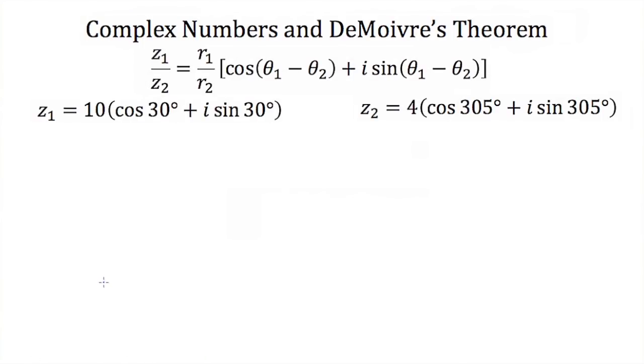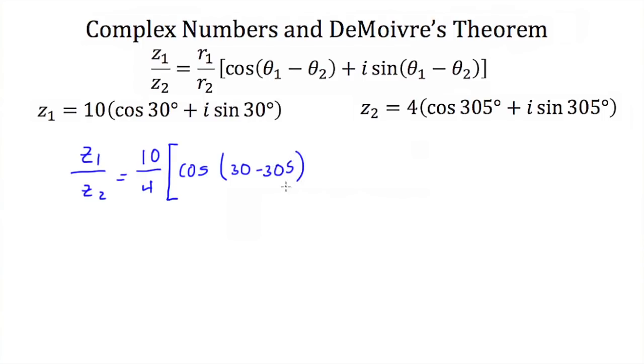So let's practice this. We have z1 is equal to 10 times the cosine of 30 plus I times the sine of 30, and z2 is equal to 4 times the cosine of 305 degrees plus I times the sine of 305 degrees. z1 divided by z2, that's equal to r1 divided by r2, so 10 divided by 4, and that's multiplied by the cosine of 30 minus 305 plus I times the sine of 30 minus 305.